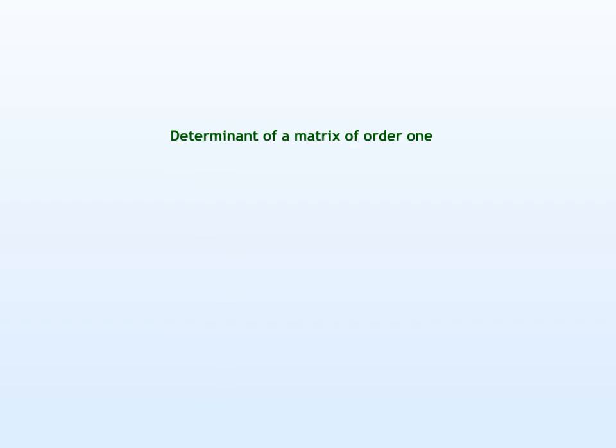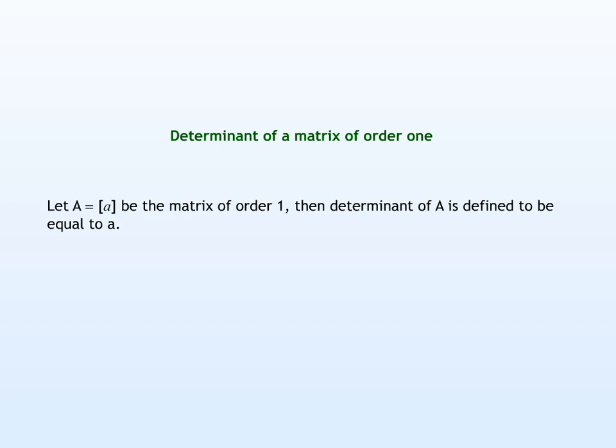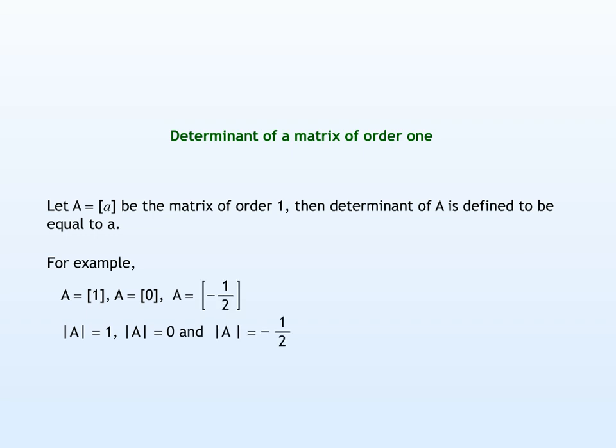Let's check the determinant of order 1. For a matrix of order 1 containing the element A, the corresponding determinant will be the same element A as shown here. The number A represents the value of the determinant associated with the matrix. For example, in case of matrices shown here, the corresponding determinant will be as shown here.